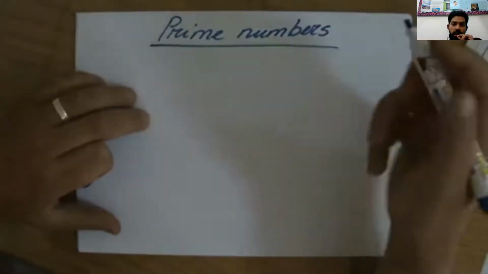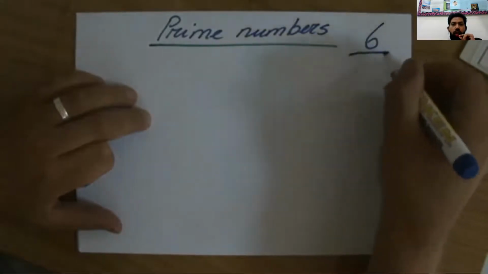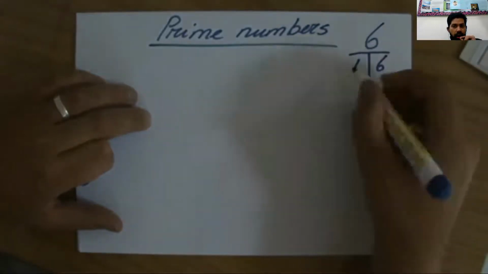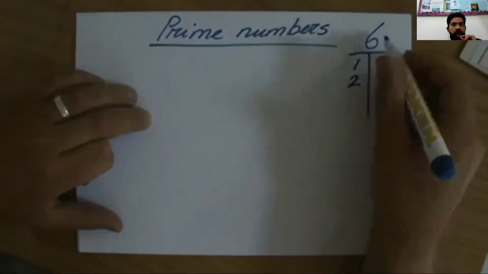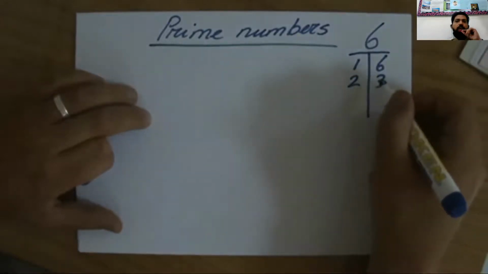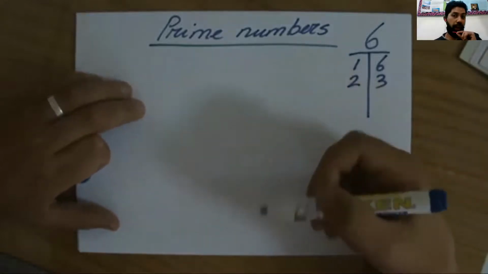So I'm going to write some example numbers. For example, number 6. Exactly two factors. What are the factors of 6? 1 times 6 and 2 times 3, right? So 2 times 3 is 6, 1 times 6 and 2 times 3. Exactly two factors, that is called a prime number.